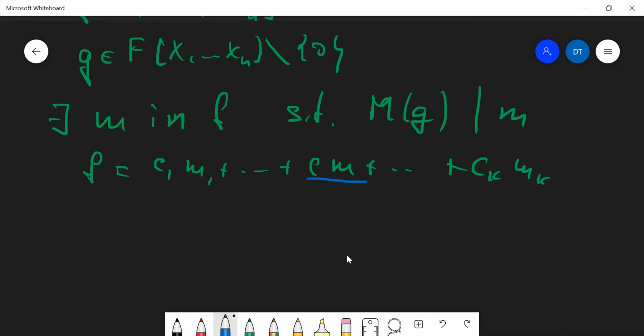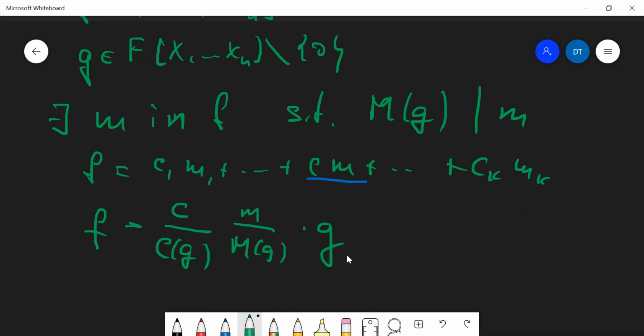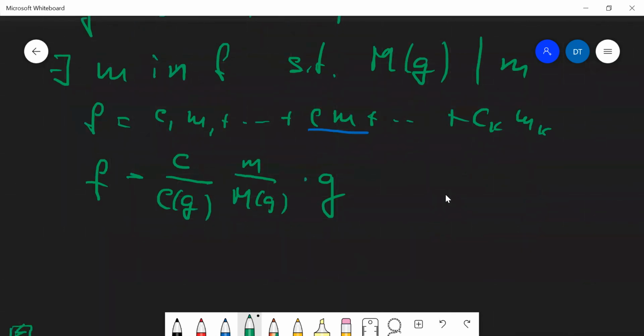So what I do is this. I take f and I subtract c divided by c of g times m divided by m of g times g. And I will denote the result by f prime. So this process, getting f prime from f by this procedure, is called an elementary reduction.